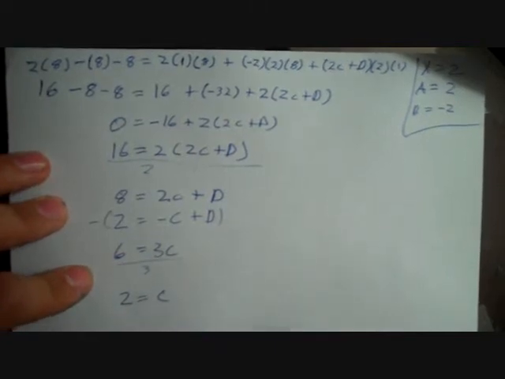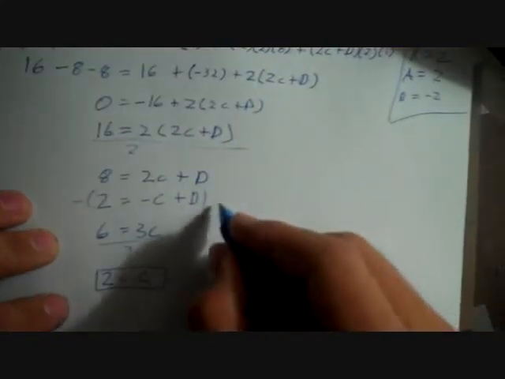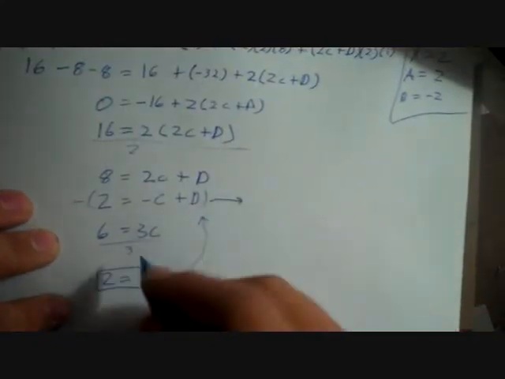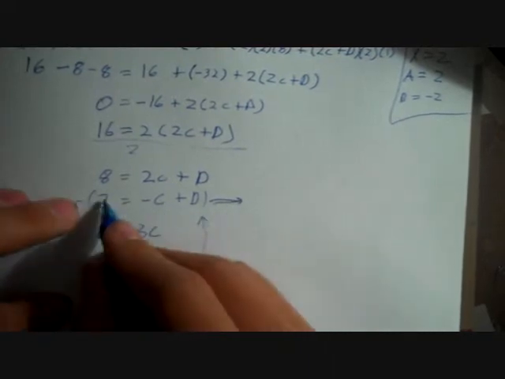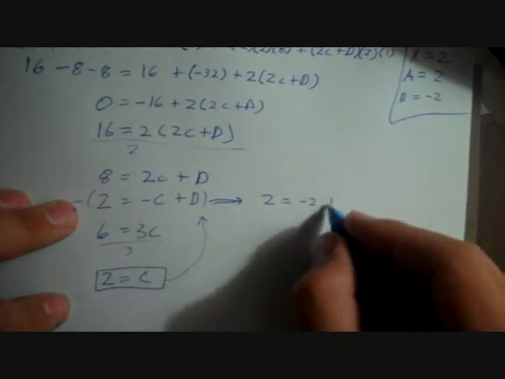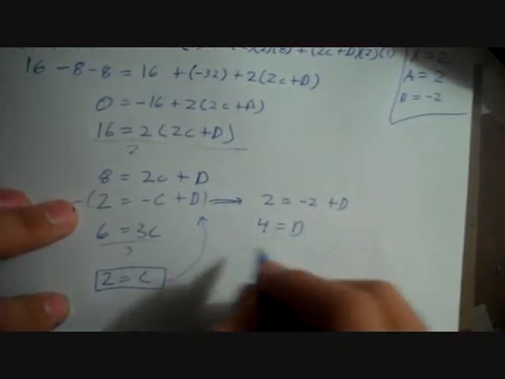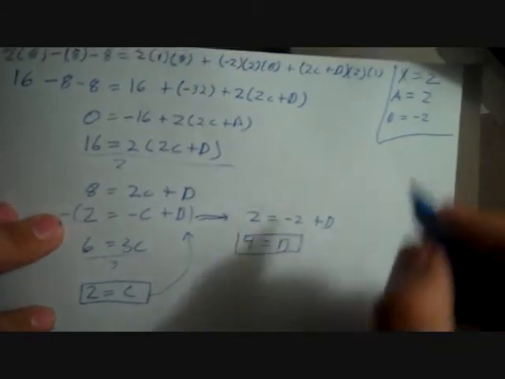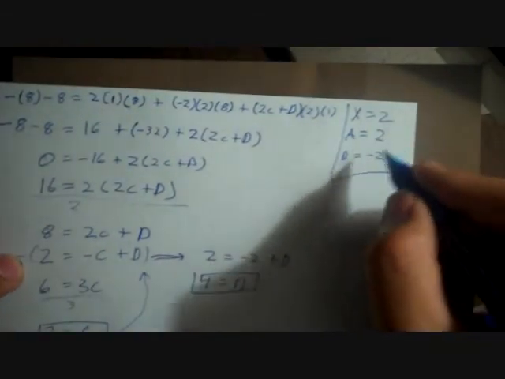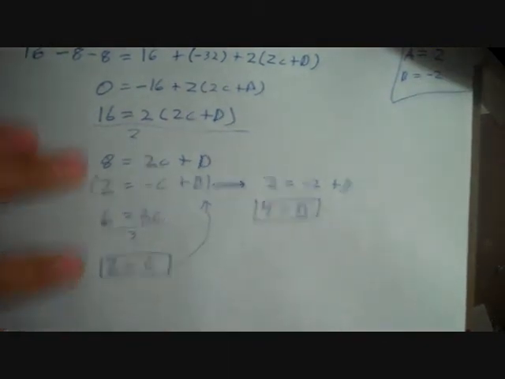Hey, it's pretty convenient. And let's plug that back into one of these relations up here. So let's plug it into this one. So we'll get 2 equals negative c, so that's negative 2 plus d. Add 2 to both sides, so we get 4 equals d. So now we know that a equals 2, b equals negative 2, c equals 2, and d equals 4.